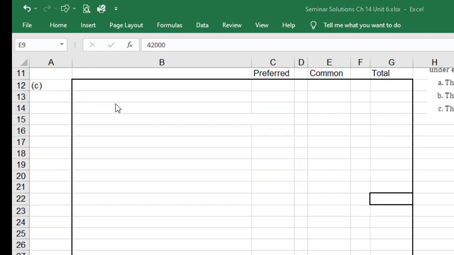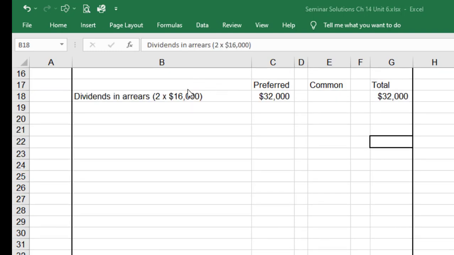In Part C, it's both cumulative and participating. So this is where it gets a little bit more complicated to calculate, but it's not that bad. First thing, figure out the dividends in arrears for the cumulative part. They missed 2 years, so that's $32,000. Then figure out the current year. The current year is $16,000. So all said and done, that's $48,000 worth of dividends that's going to preferred stockholders because they're cumulative.